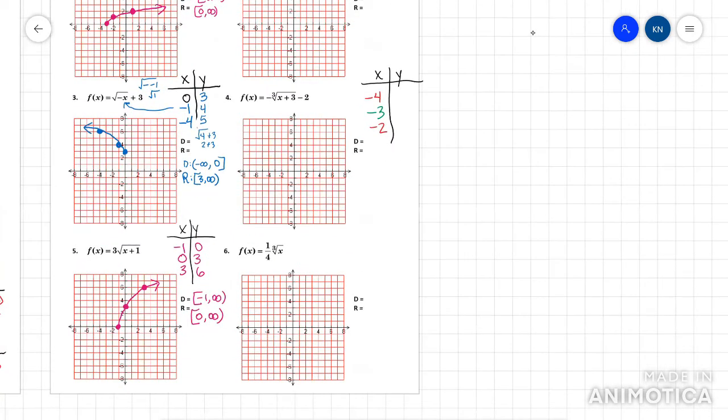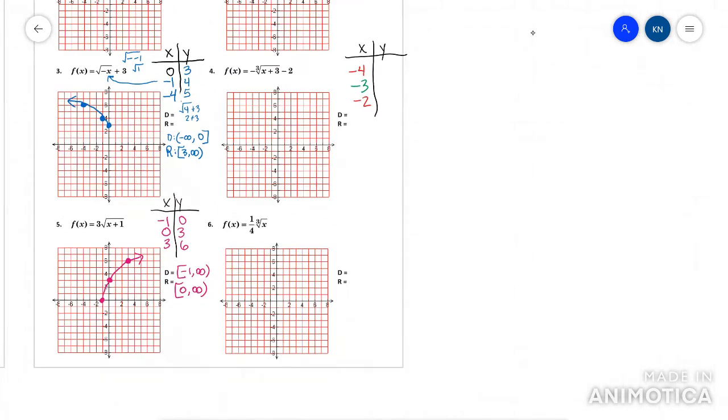So like this one, there's no shift. So it's just, what would make this cube root 0? Well, that would be a 0. And off of that, you go left 1, right 1, just like that.